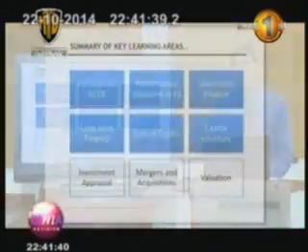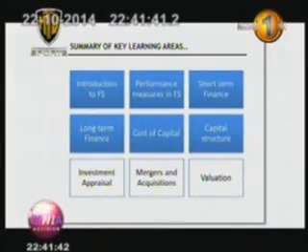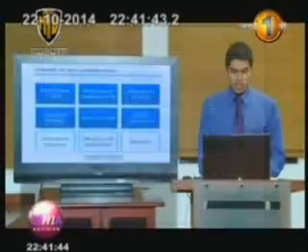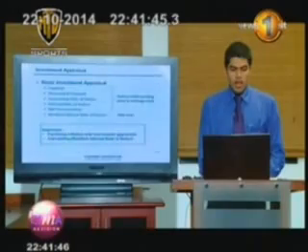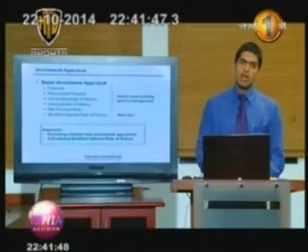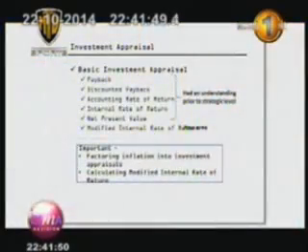Okay. Now let's look at the next major area, which is investment appraisal. With regard to investment appraisal, I'm going to club this into three areas. Number one is basic investment appraisal. In terms of basic investment appraisal, you know some of the main areas. You've dealt with payback, discounted payback, accounting rate of return, internal rate of return. You have learnt these areas. You all are absolute experts by now.